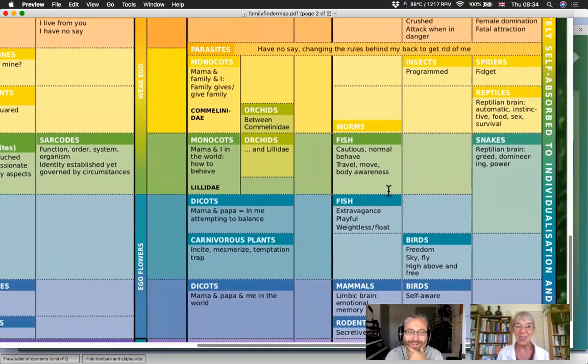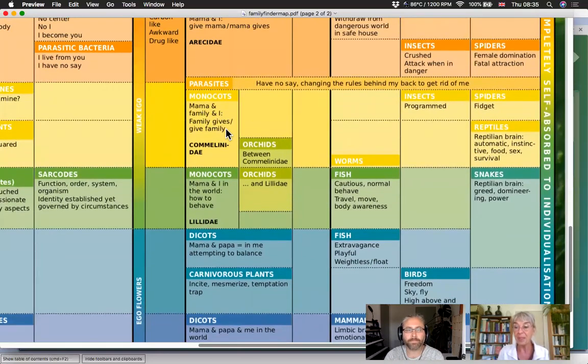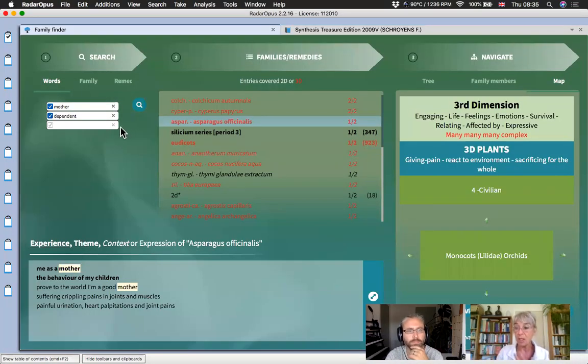So if you see the Commelinidae or the Liliidae, they will have issues, but different issues. Okay, so this is the grains and grasses group, and this is the lilies. Yes. So with the Commelinidae, we see it's already about the balance. It's the family. It's not only me as a mother, but the family. I'm dependent on the family. I want to give to the family. I need the family. The family needs to support me. All those issues will come up.